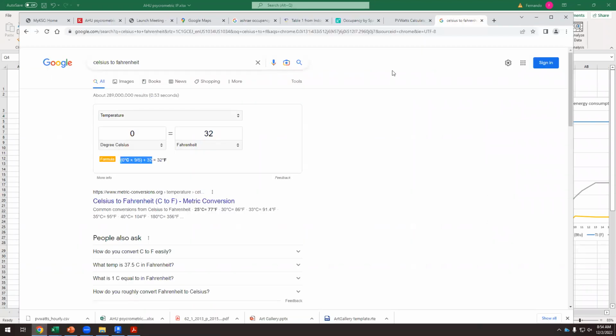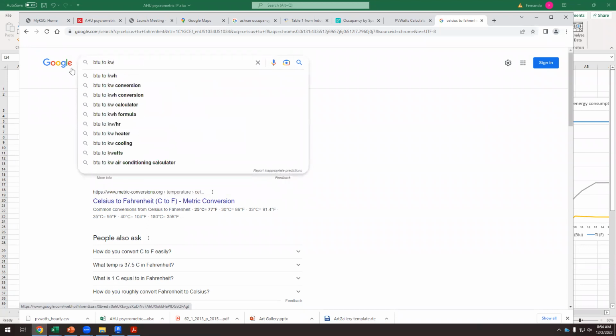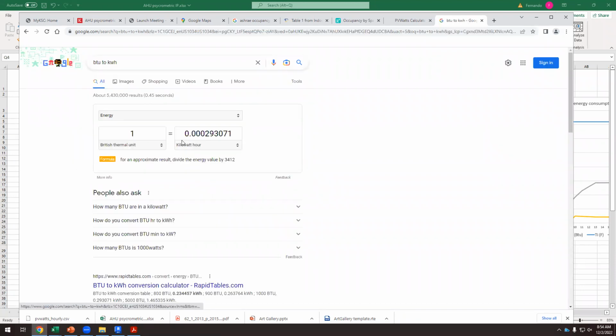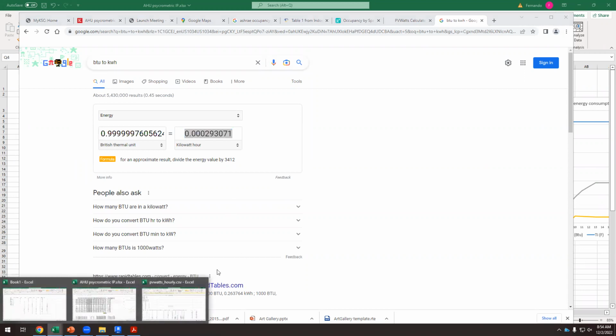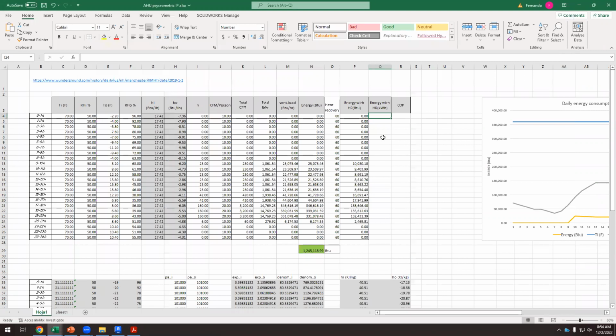So now we need to convert BTU to kilowatt hour. And this is a weird number, 0.000293. I'm going to copy this value. And this energy with heat recovery in kilowatt hours equals the energy in BTUs times this conversion factor. And then we go all the way down.